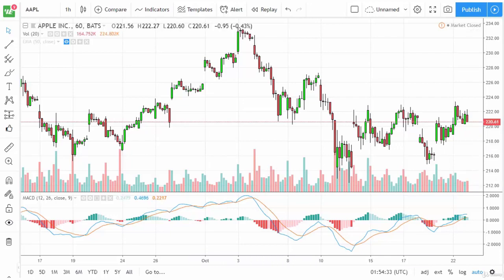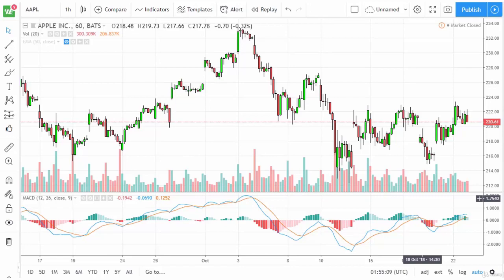And at this point, you'll notice that there are a couple of features here, if you will. And this is the histogram, and these are the two moving averages, with the blue being 12, the orange being 26, and the histogram being based upon the difference between the two.